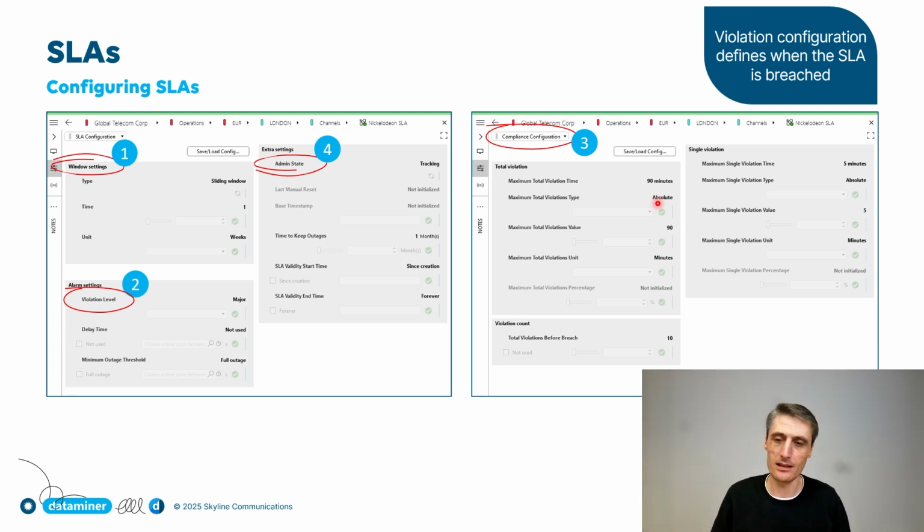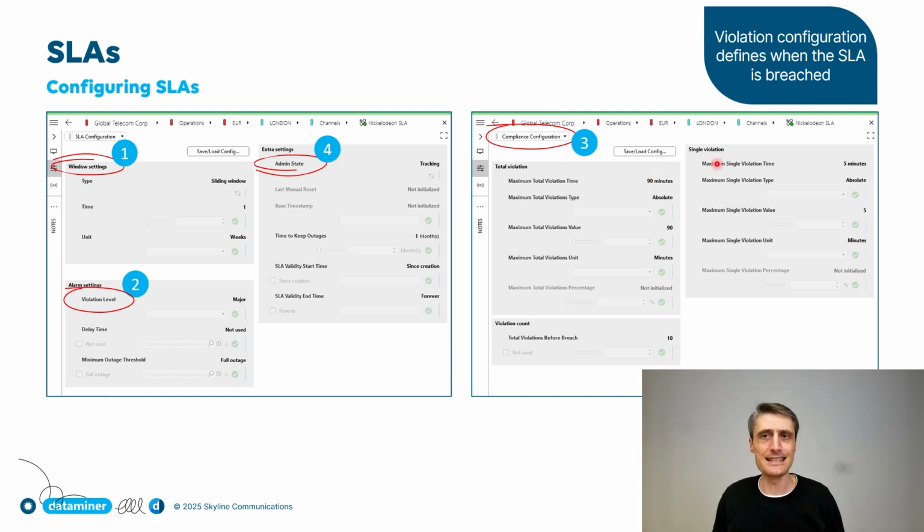So I can say that I can have 0.1% downtime, for instance, or I can also say in absolute figures how many minutes or seconds I allow in downtime. You can define it in a total violation. Within 1 month, I allow, for instance, 90 minutes downtime in this example.